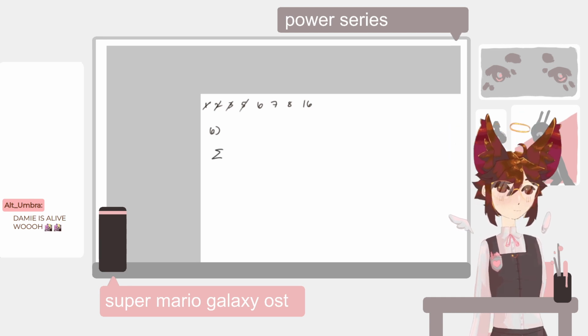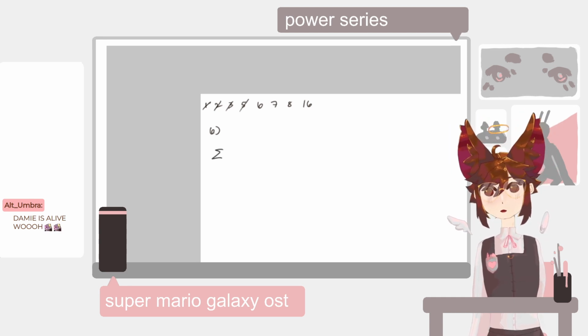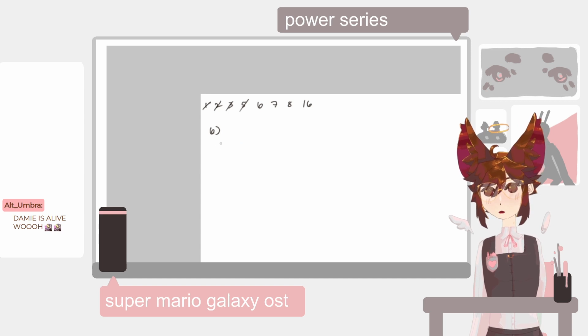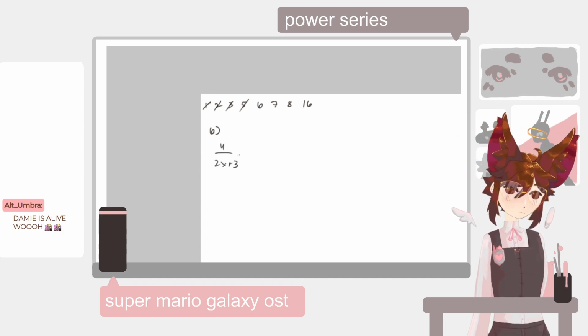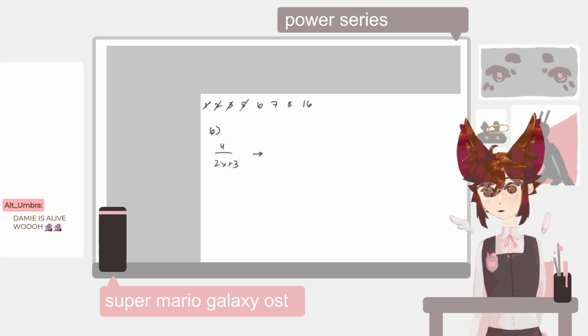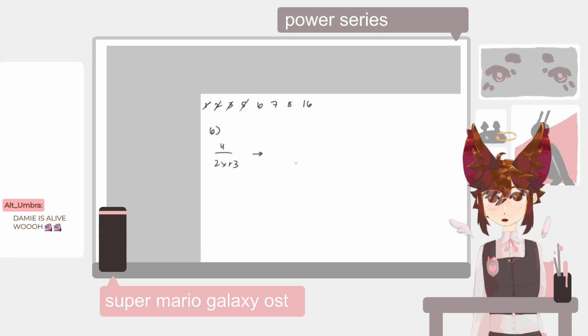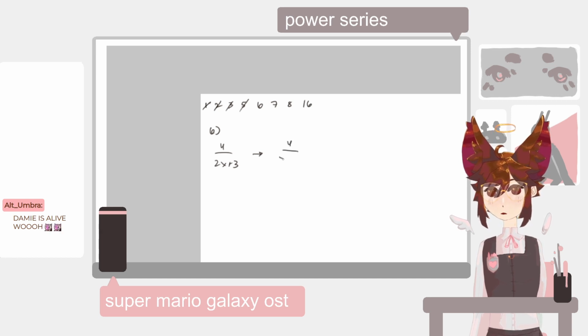Okay. This one's not too bad. 4 over 2x plus the, oh, sorry, it's not that. We need to find the power series 4 over 2x plus 3. So, I don't know, we can write this a little bit nicer. We can do this as 4 over 3 plus 2x.